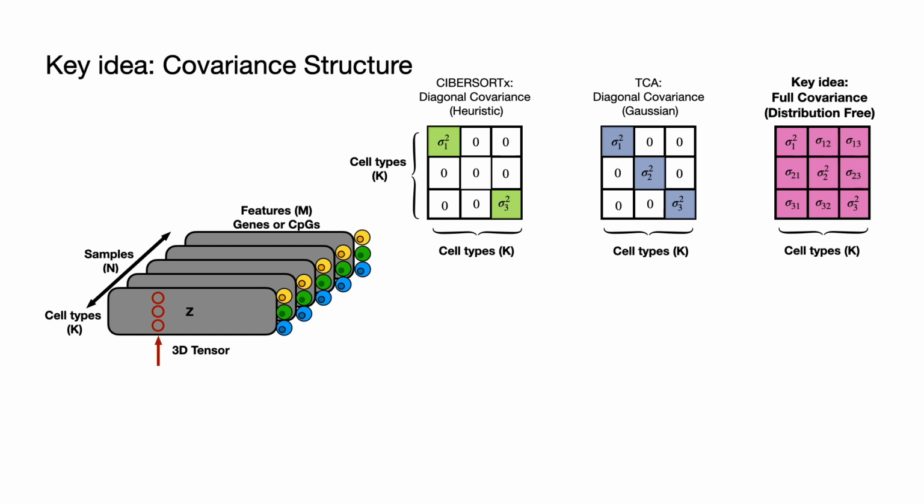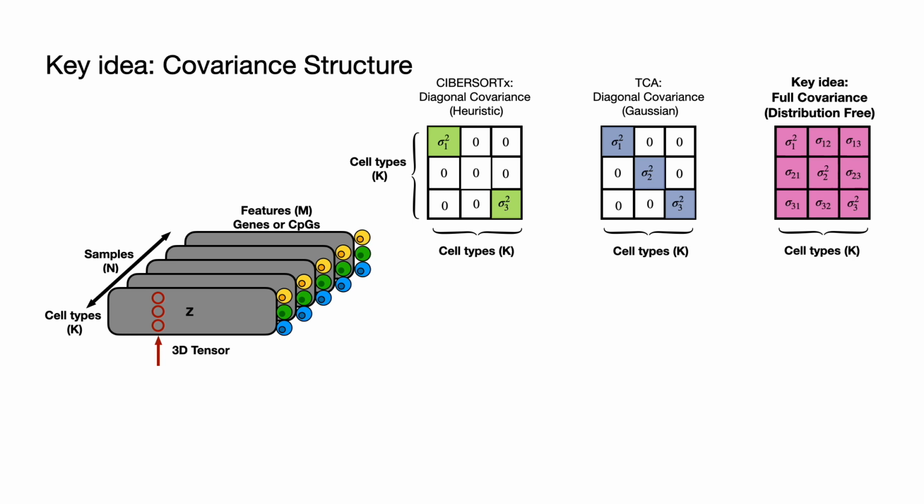For example, CIBERSORTx assumes a diagonal covariance structure, and it also allows certain variance terms, for example the one in the middle, to be set to 0 if heuristically it thinks there's not enough variation in that cell type. For TCA, it also assumes a diagonal structure. It, in addition, also puts some distribution assumptions, in this case Gaussian distribution, on top of the data.